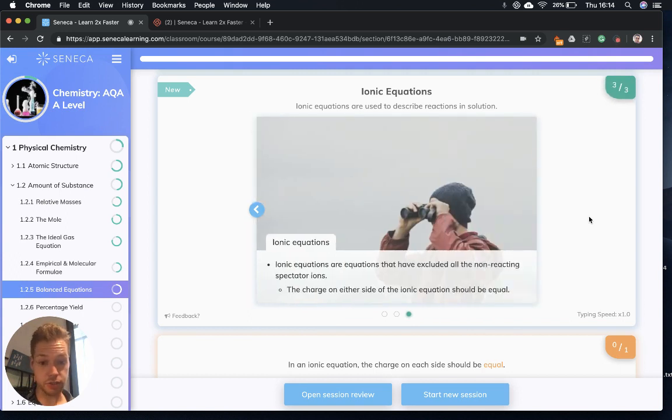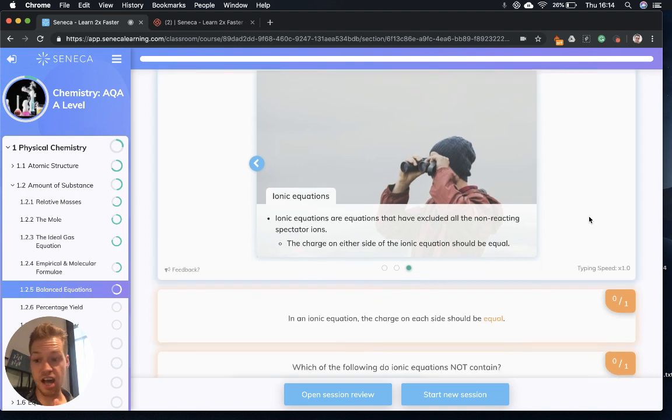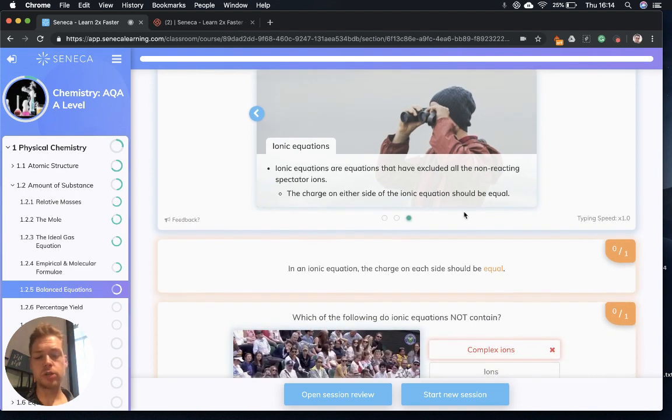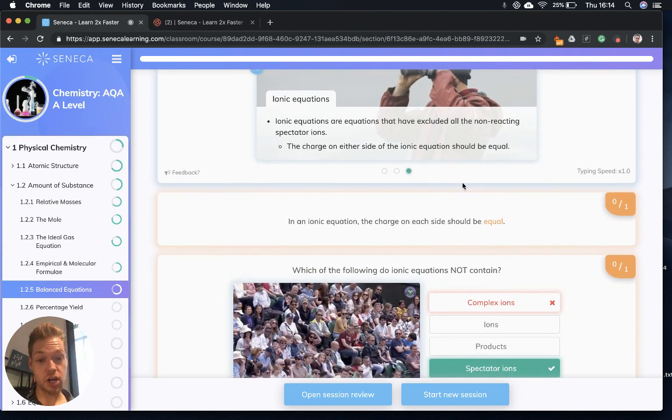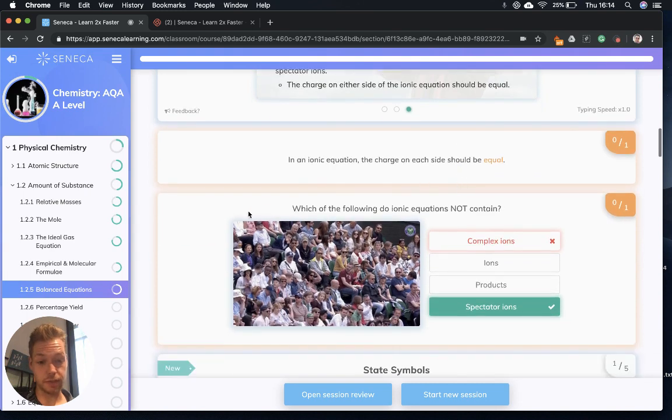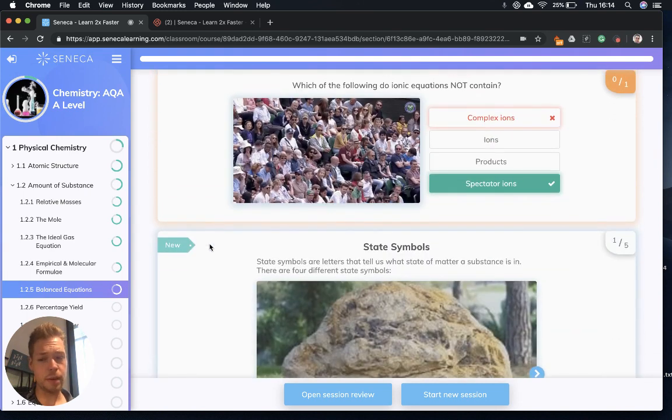Now, ionic equations only include the reaction components. So spectator ions are left out. They're just happy to be there. They're just chilling, okay? But remember, in an ionic equation, the charge on each side should be equal, so they should be balanced. Now, do remember the name of those ions that aren't included in ionic equations.